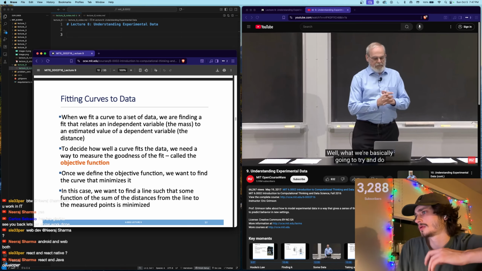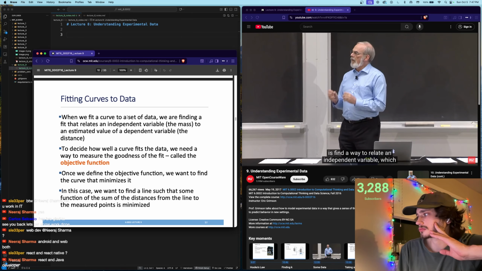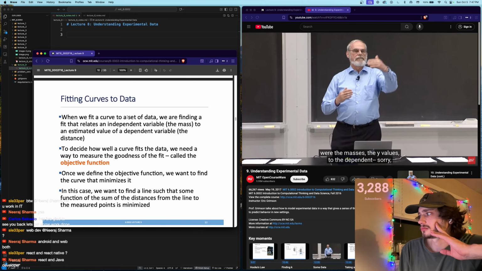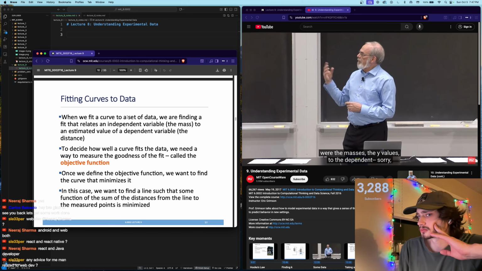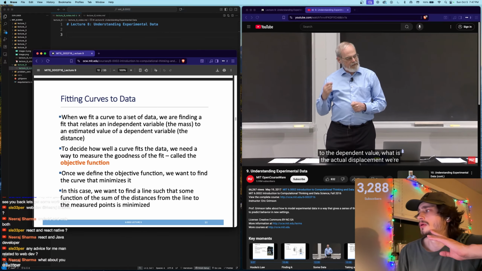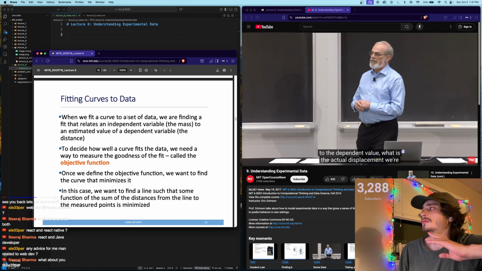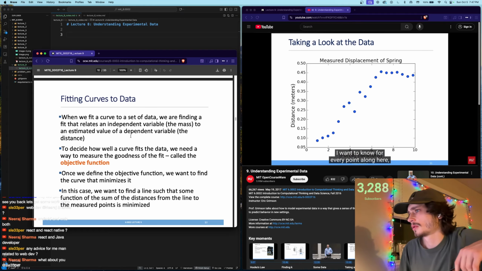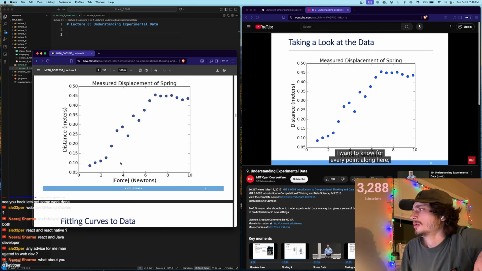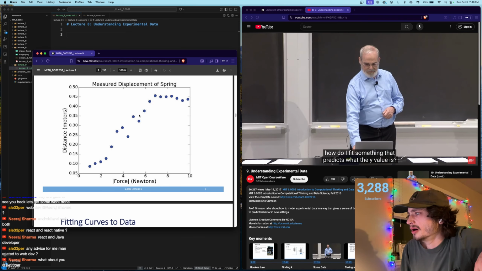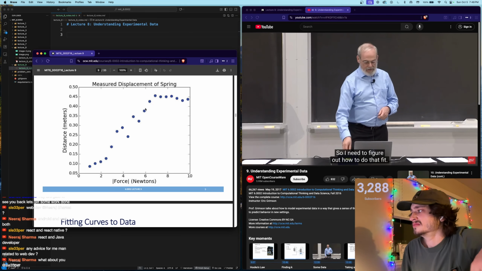Well, what we're basically going to try and do is find a way to relate an independent variable, which are the x-axis values, the masses, to the dependent value. What is the actual displacement we're going to see? So another way of saying it is, if I go back to here, I want to know for every point along here, how do I fit something that predicts what the y value is? So I need to figure out how to do that fit.